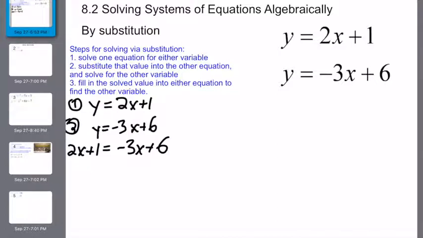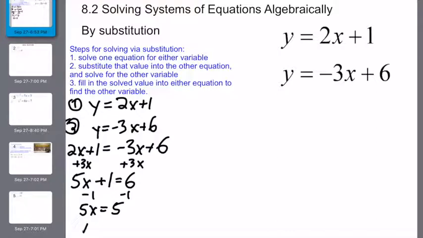I'm going to add 3x on both sides to get rid of our negative 3x. That gives us 5x plus 1 equals 6. I'm going to bring that 1 to the other side by subtracting 1. Gives me 5x equals 5, which leaves us with x equals 1 when we divide both sides by 5. Okay, so now I know what x is.